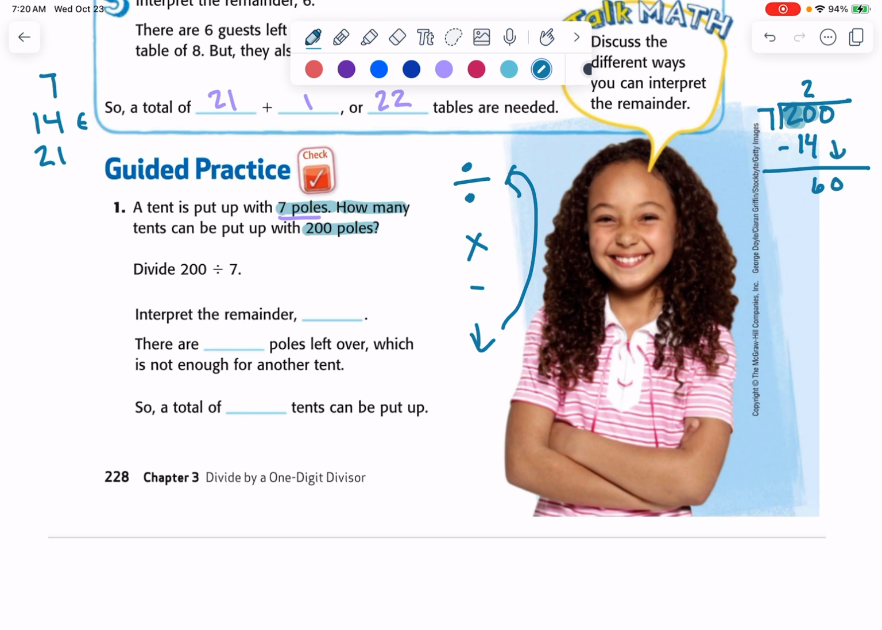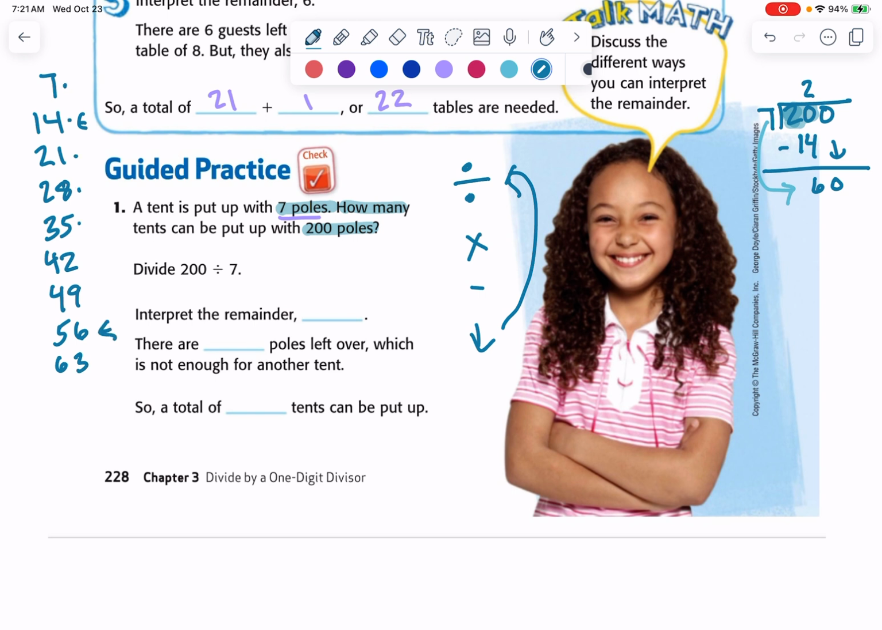Bring down. Now we're thinking about how many groups of 7 we can make out of 60 things. So let's continue to skip count over here. 7, 14, 21, 28, 35, 42, keep going, we're looking for 60, 49, we there yet? No. 56, 63. Oh, there's our number right there.